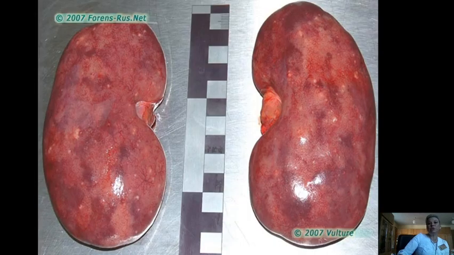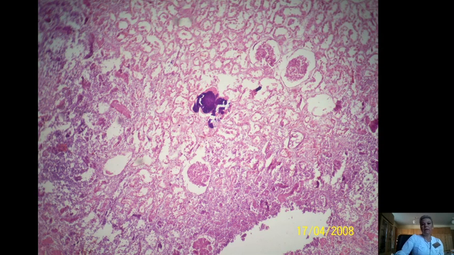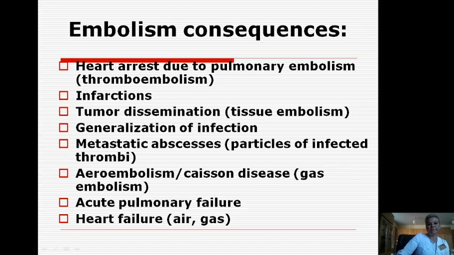In this picture, you can see microbial embolism. Many secondary microbial metastatic nodes in the kidneys. In this photo, you can see a colony of bacteria in the kidneys.